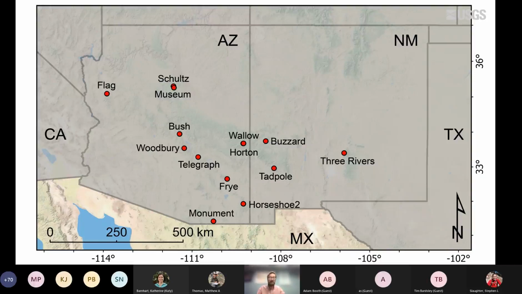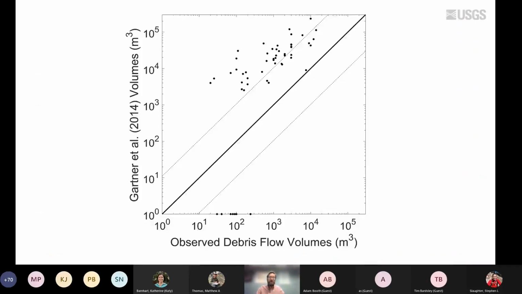And we calculated the Gartner emergency assessment volume for all of these watersheds and plotted them against what we measured in the field. And we saw that the volume model established in Southern California tended to overpredict all of the watersheds, oftentimes by more than an order of magnitude, and sometimes by more than 2 orders of magnitude. This suggests that this model developed in Southern California isn't applicable elsewhere in the Southwestern United States, and that has large implications for runout modeling.